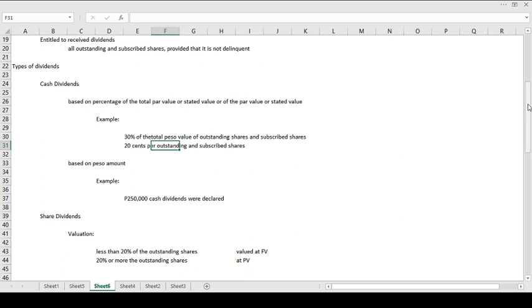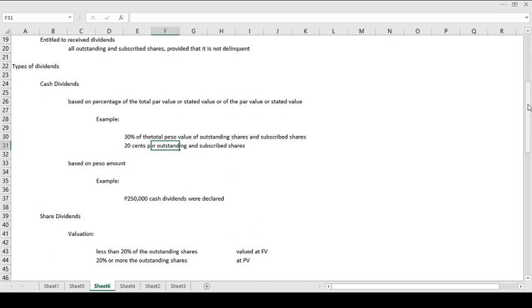For example, 30% of the total peso value of the outstanding shares and subscribed shares. So if there are 1 million outstanding shares, inclusive of the subscribed shares that are not delinquent, 30% of the 1 million are considered dividends. So the amount of cash dividends being declared is around 300,000 pesos.